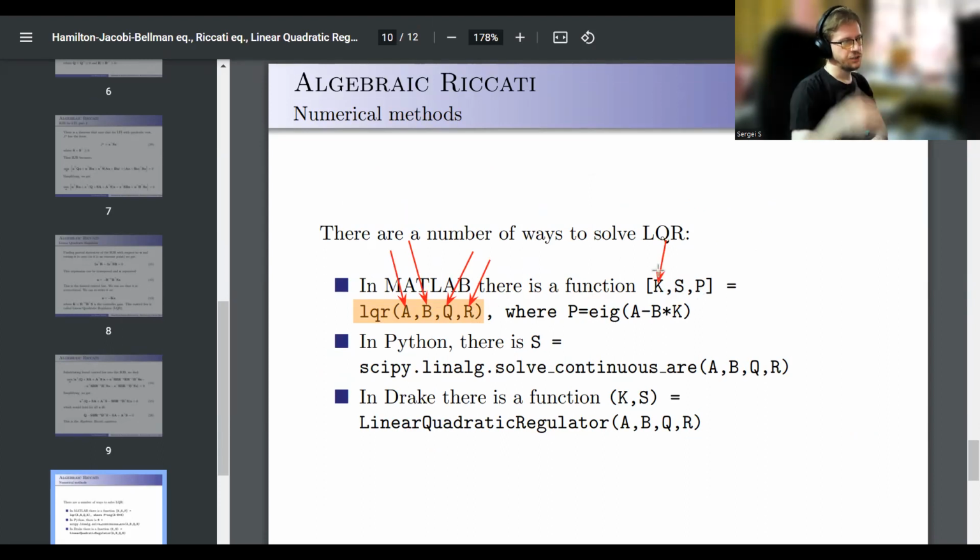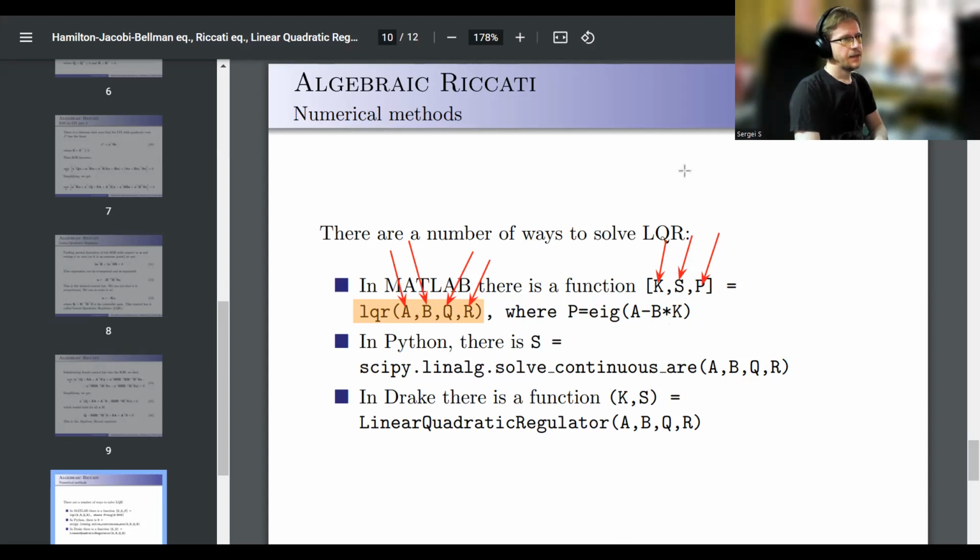So K, which is equal to R inverse B transpose S. Sorry, S will be your S. And this will be eigenvalues of your closed loop system.